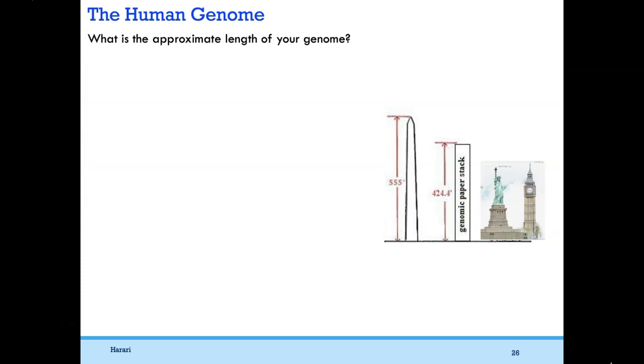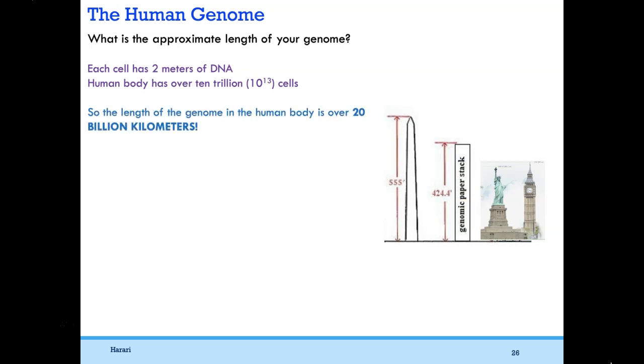This is just a little fun analogy for you to understand just how large your genome is. Each cell of your body has 2 meters of DNA. That's 6 feet of DNA in one microscopic cell. It's already kind of impossible to imagine. The human body has between 10 to 40 trillion cells. So if you were to take all of your cells and open up the nucleus and unwrap all the DNA and line it up end to end, that would give you about 20 billion kilometers of DNA.